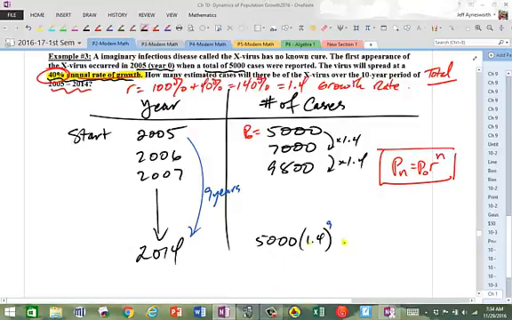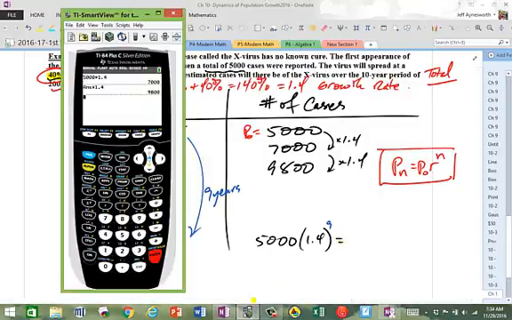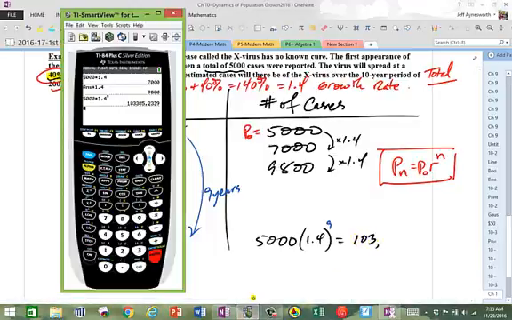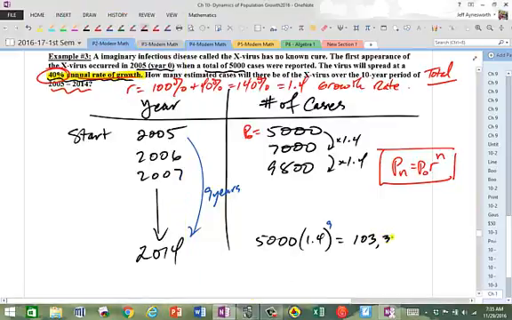So what is that? Let's figure that out too. 5,000 times 1.4 raised to the ninth power. That's, excuse me, 103,305 cases, roughly.